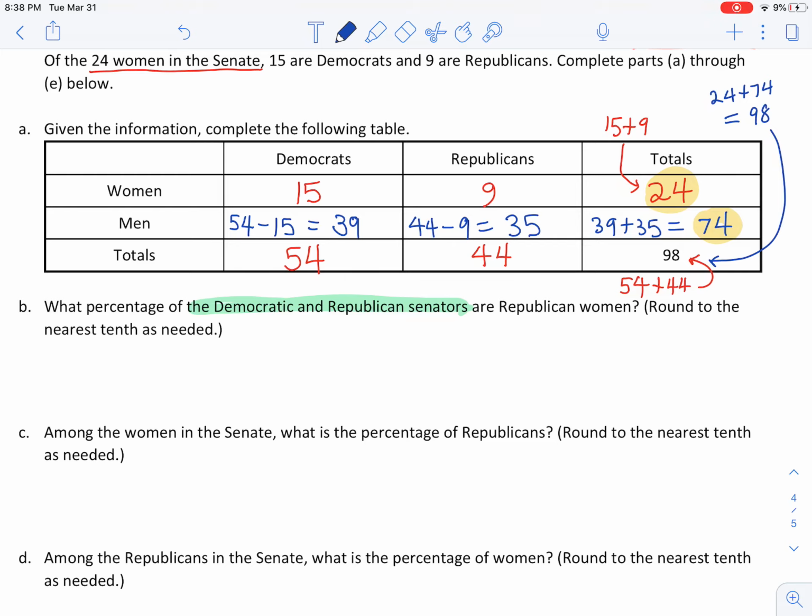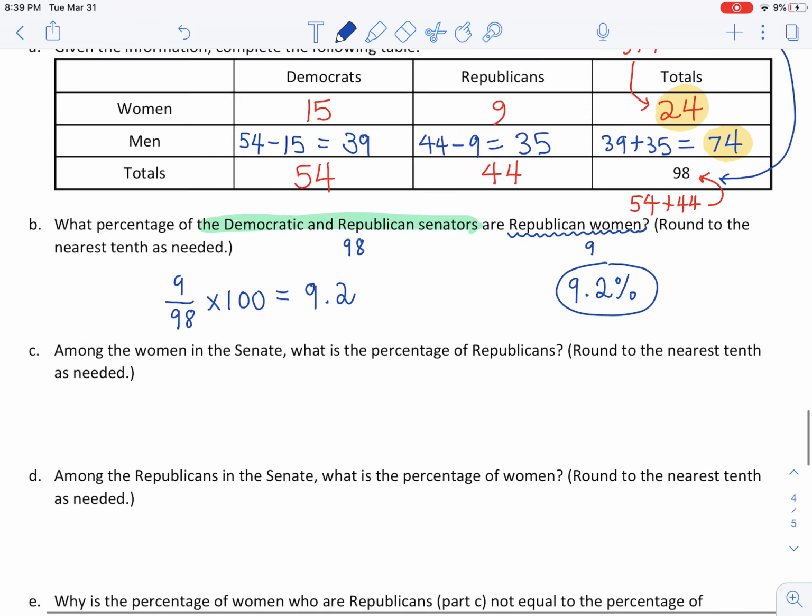That number is going to be 98, right? It's just going to be 98. Are Republican women. So what's the number for Republican women? That's going to be 9. So let's find the percentage, okay? So do 9 divided by 98. Multiply this by 100 to make it into a percentage. 9 divided by 98 times 100 is going to be 9.2. So I'll round to the nearest tenth. The answer is 9.2%.